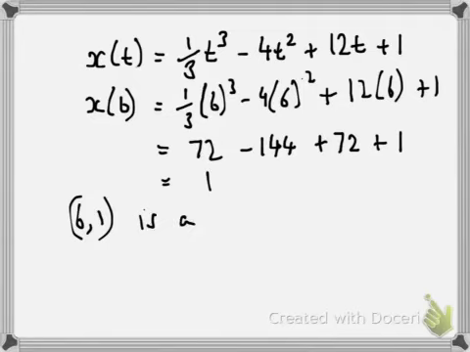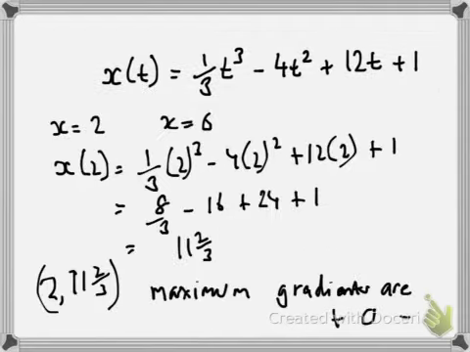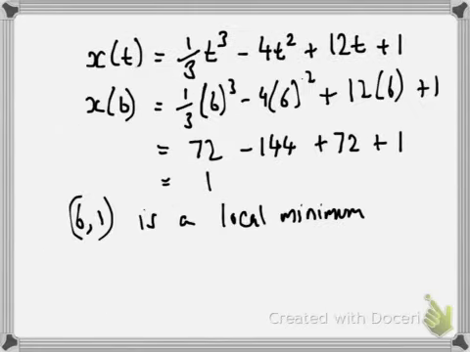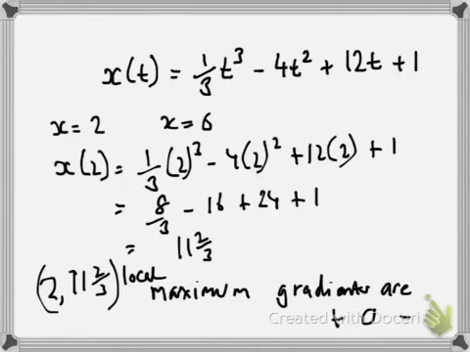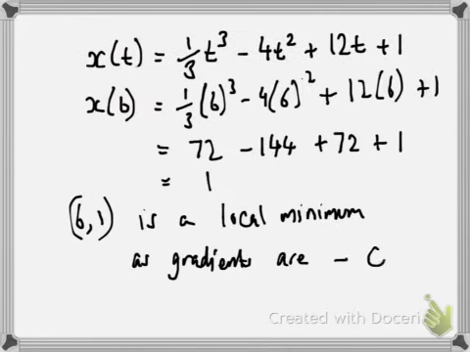Is a local minimum. I don't think I used the word local before in the last one. Did I? Let me have a look. No, I didn't. So it's a local maximum. Sorry about that. And this one is a local minimum, as the gradients are, go back to our table, negative, 0, positive. Alright, let's wrap up then.